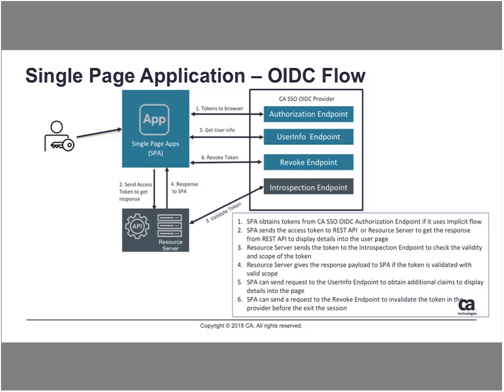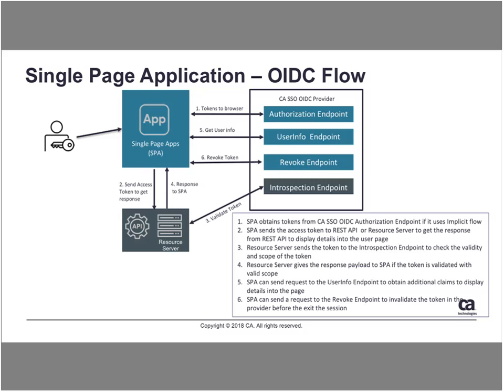So this particular slide explains the interaction between the single-page application and the CASSO OIDC provider, through various steps starting from authentication request, token generation, token validation, and token revocation. The single-page application requires a token from the OIDC provider once the user is authenticated by the CASSO OIDC provider. The same token can be propagated to the resource server to display content to the user, after the resource server validates the token with the OIDC provider.